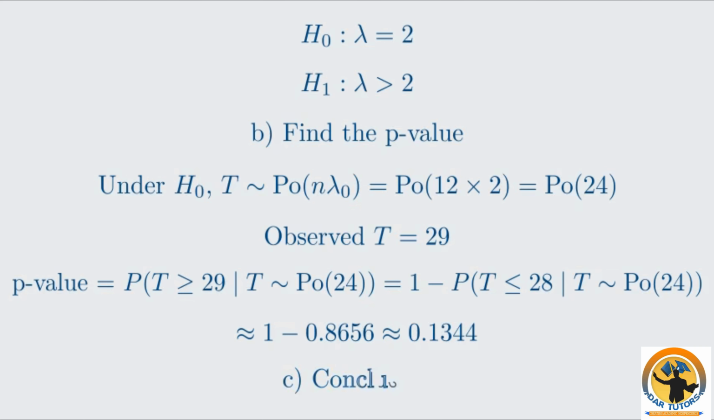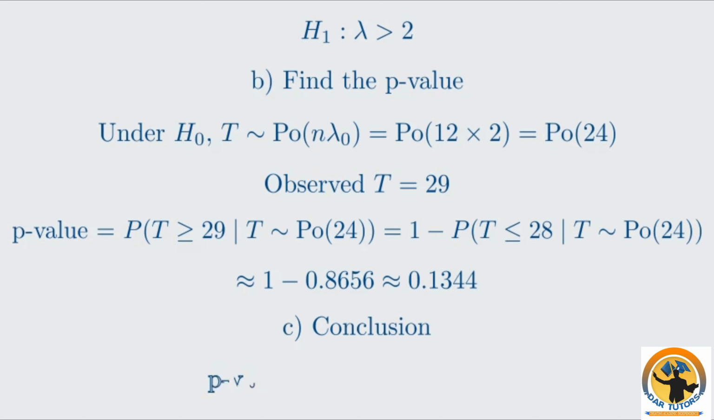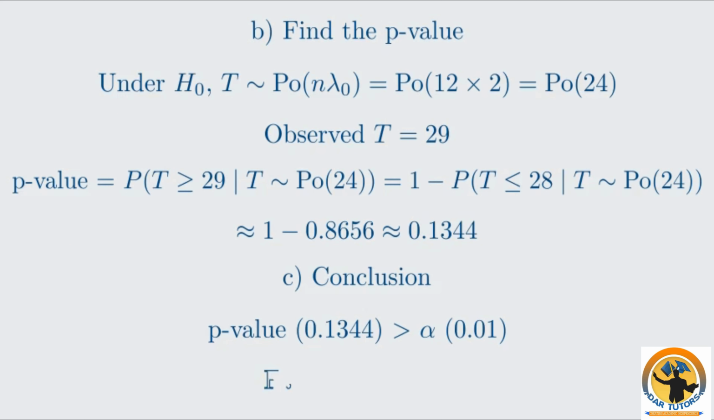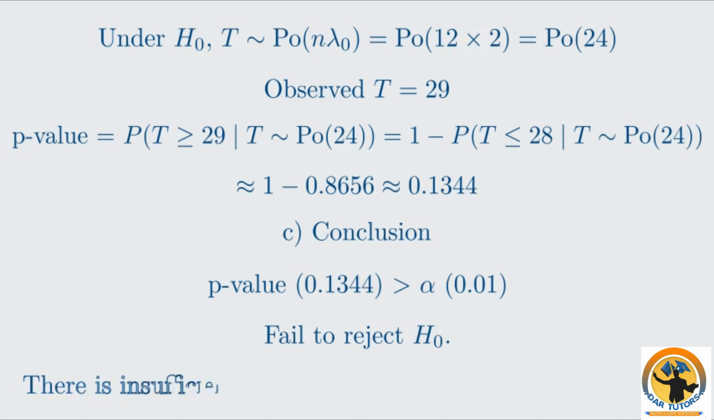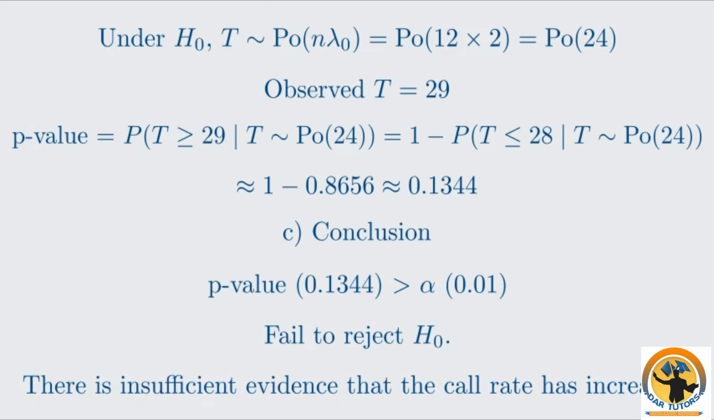Finally, we make our decision. The p-value of 0.1344 is greater than our significance level alpha of 0.01. Therefore, we fail to reject H0. There is insufficient evidence at the 1% level to conclude that the call rate has increased.